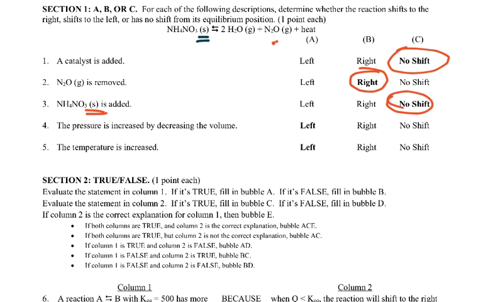The pressure is increased by decreasing the volume. Okay, now it's going to shift to the side with fewer moles of gas. Well, on this side, we have 1, 2, 3 moles of gas. On this side, there's no moles of gas. So if there's not enough room, it's going to shift to the side with 0 moles of gas, so it's going to shift to the left. And the last one, the temperature is increased. We can see over here that the heat is on the right. Temperature is increased, that means too much heat. It's going to shift to the left to make up for that. And that's the answer.